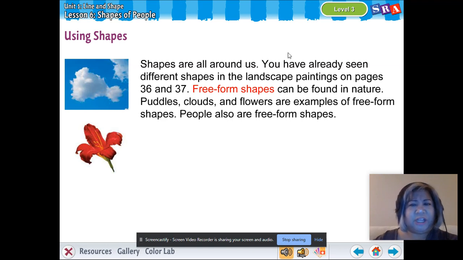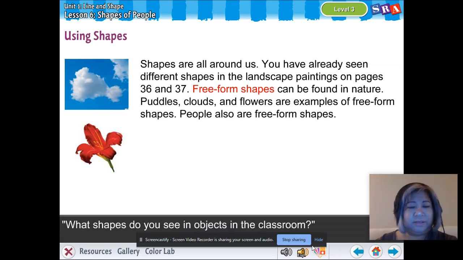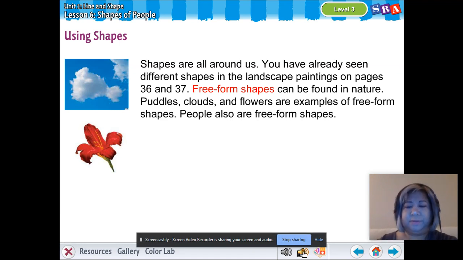You've already seen different shapes in the landscape paintings on pages 36 and 37 when we talked about freeform shapes. We talked about how freeform shapes can be found in nature, and those are things like puddles, clouds, and flowers. Those are all examples of freeform shapes. And people are also examples of freeform shapes. What shapes do you see in objects in the classroom? Or in your house?